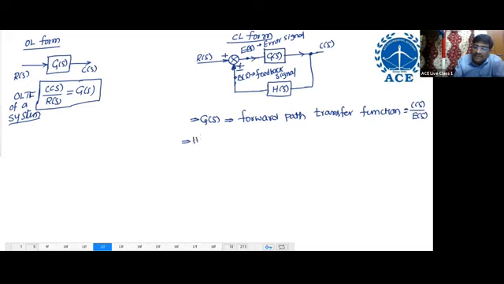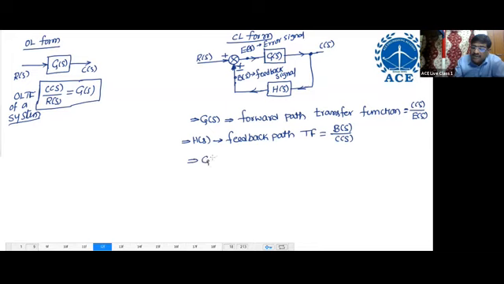H of S is called the feedback path transfer function. That is nothing but output by input. The input is C of S and the output is B of S. That means B of S by C of S.